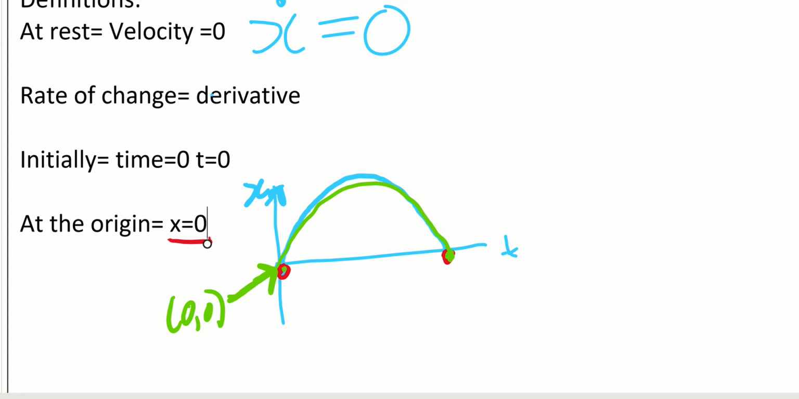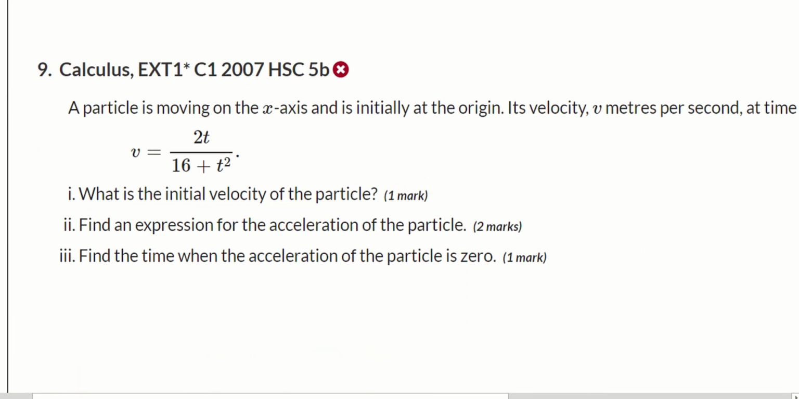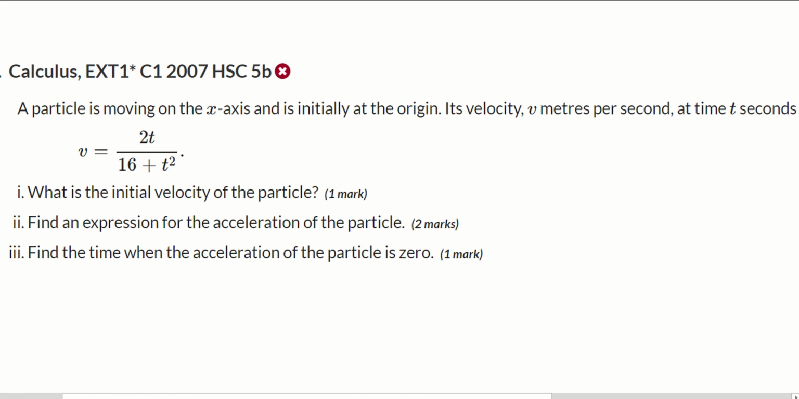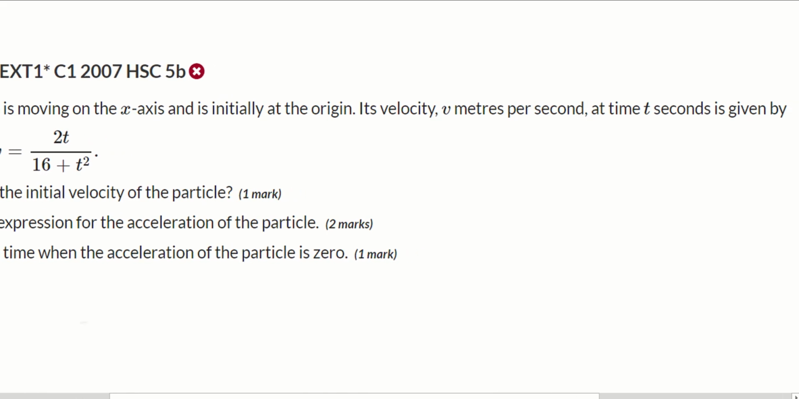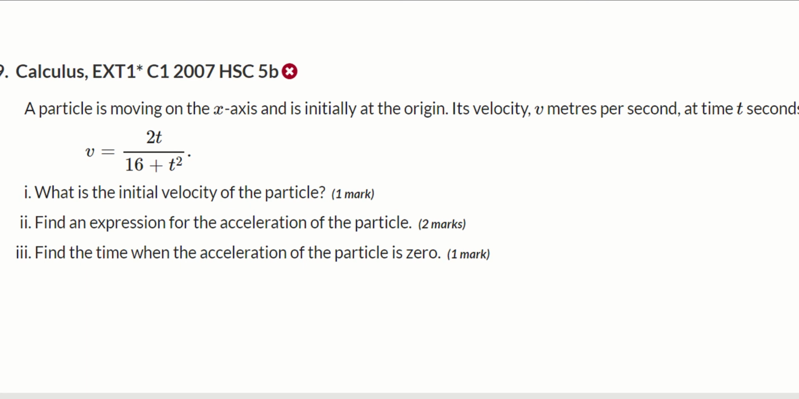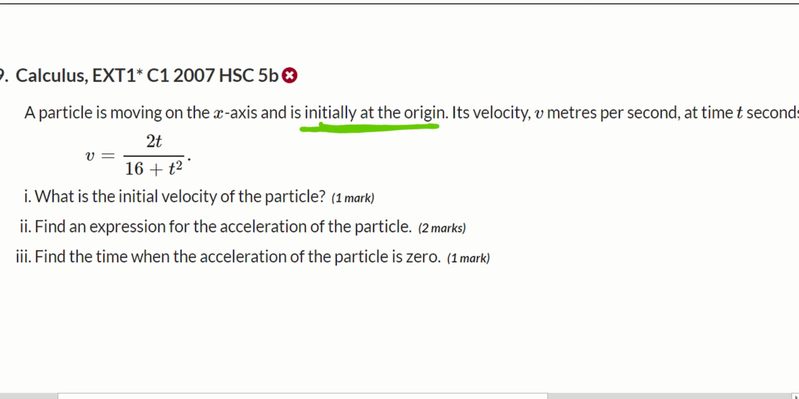Alright, now let's have a look at 2 HSC example questions. Here's our first one. We've got a particle moving on the x-axis. It is initially at the origin. Its velocity is v meters per second and time is t seconds, and here's our equation. Let's think about what it's told us. Initially it's at the origin. Based on my definitions, initially means when t equals 0, and if something's at the origin, that means x, the displacement.